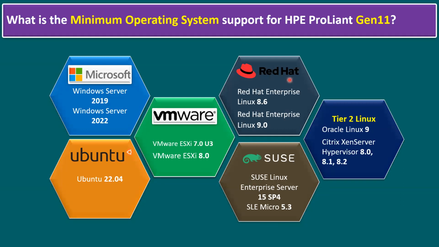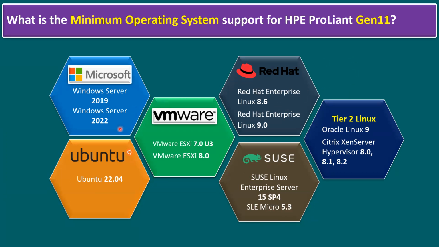When it comes to the Red Hat flavor, Red Hat Enterprise Linux 8.6 is the minimum OS support, and later editions. Similarly, in the 9 series the minimum edition is 9.0, and we can use 9.1 and also the latest patches. When it comes to SUSE Linux, SUSE Linux Enterprise Server 15 Service Pack 4 is the minimum OS support, and SLE means SUSE Linux Enterprise. SLE Micro editions starting from 5.3 are also supported on Gen 11 models.